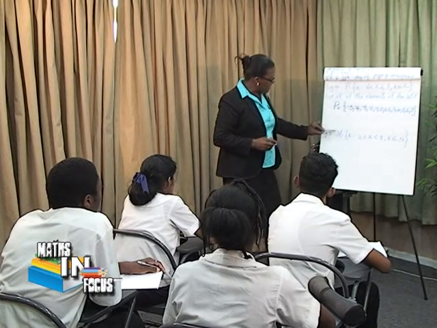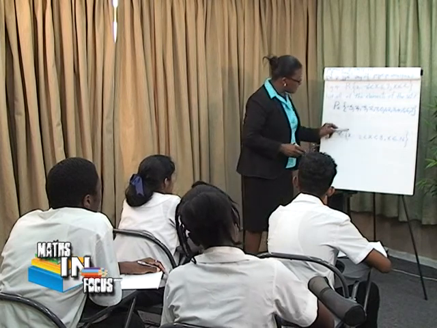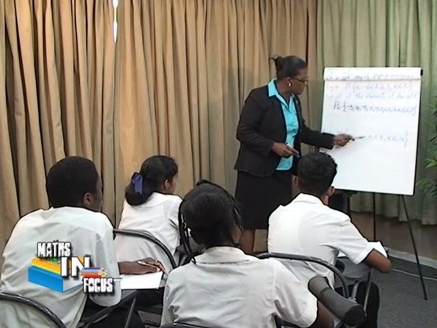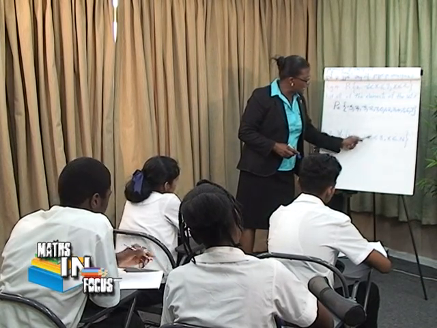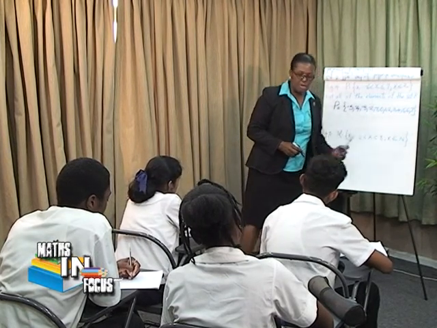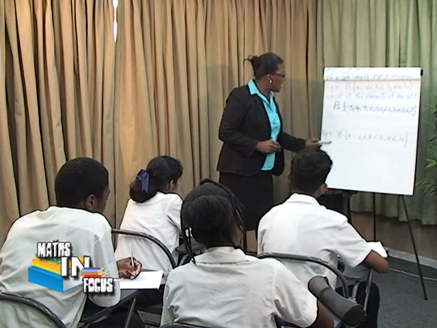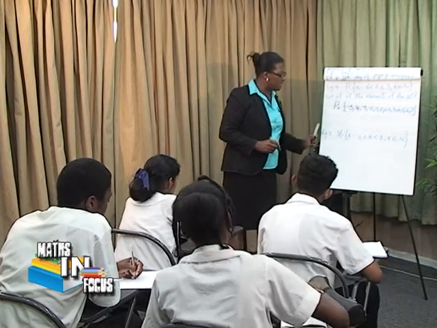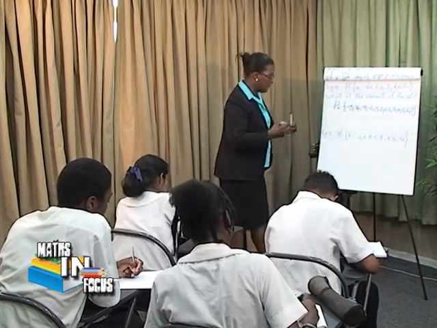Example 5, we have the set M, the set of x's, such that x is greater than 2, x is lesser than 8, x belongs to the set of natural numbers. Go ahead and list all of the elements of the set M for me quickly.